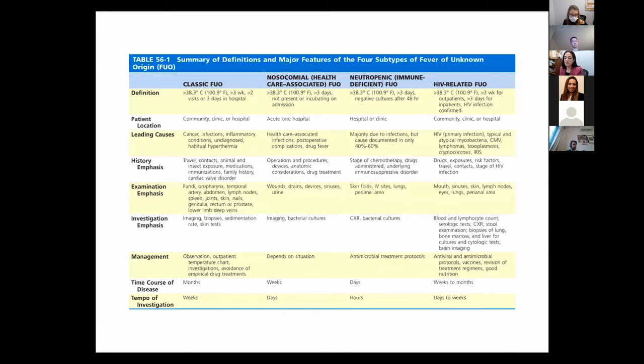This is just a summary, basically, of classic, nosocomial, neutropenic, and HIV-related FUO, and the leading causes, investigation, and management. Won't spend much time here because we went through everything.